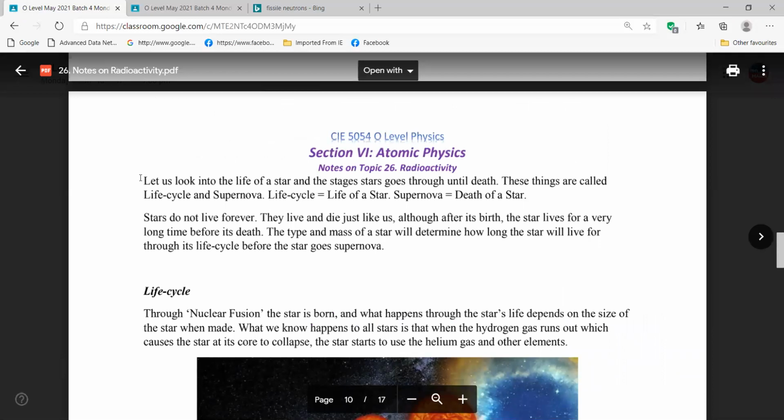Yes, sir. Let us look into the life of a star and the stages a star goes through until death. These things are called life cycle and supernova. Life cycle is equal to life of a star. Supernova is equal to death of a star. Stars do not live forever. They live and die just like us. Although after its birth, the star lives for a very long time before its death. The mass of a star will determine how long the star will live through its life cycle before the star goes supernova.